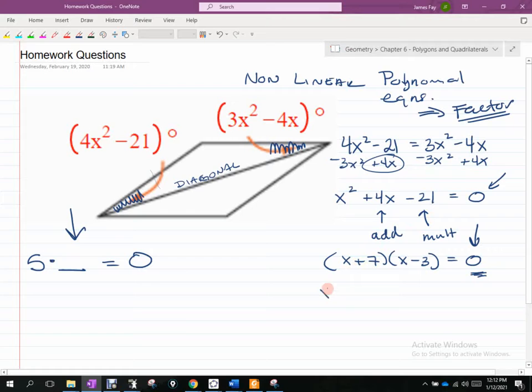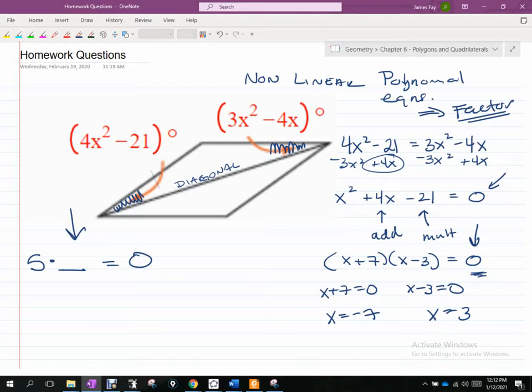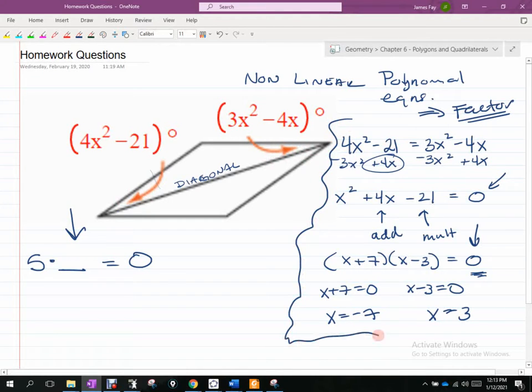So we take x plus 7, set that equal to 0. x minus 3, set that equal to 0. So x is negative 7, or x is 3. Now, when we do this, we could have some values that might not work in the problem. All this algebra has no clue that it was attached to a contextual geometric problem, and these values represent angle measurements and so forth. So I'm going to try these numbers.